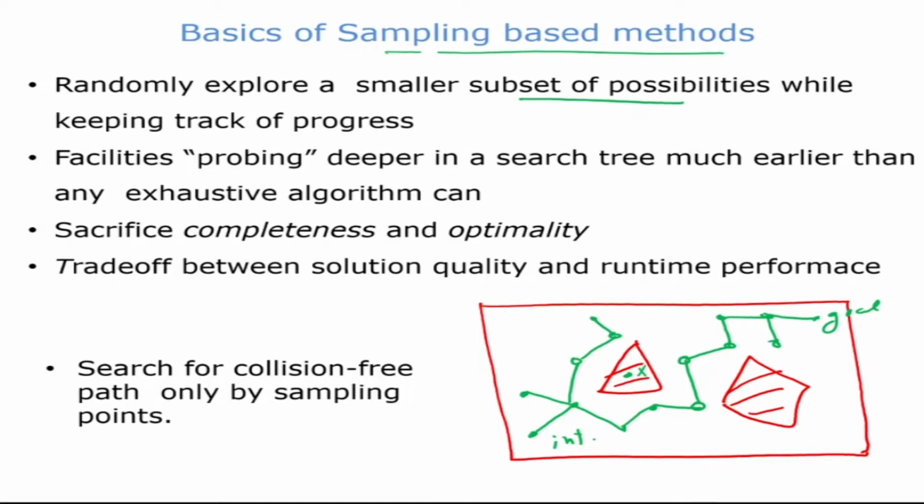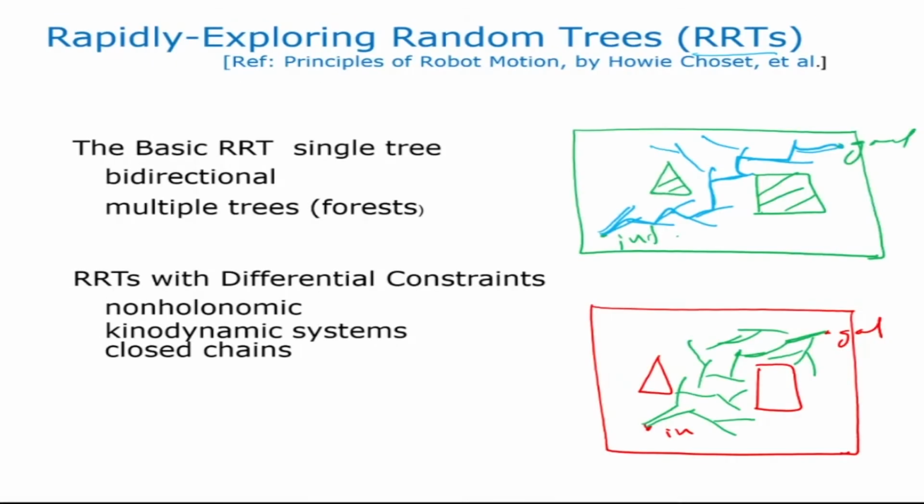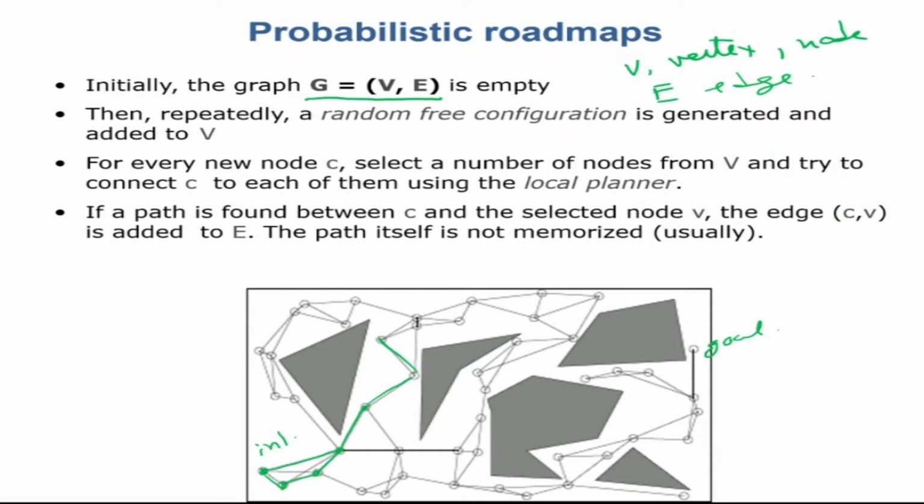Now we'll move on today to the next method, which is the potential field based method. Now this is a directed search. What we mean by that is, in the previous case, we were generating these nodes randomly. So I have a node here, I generate the next node which is here or here or here. All these nodes are possible, but we are generating the nodes randomly.